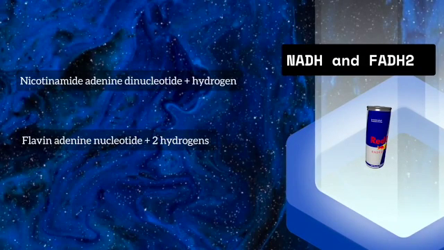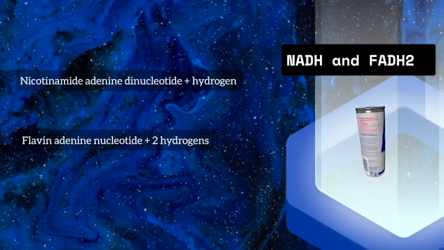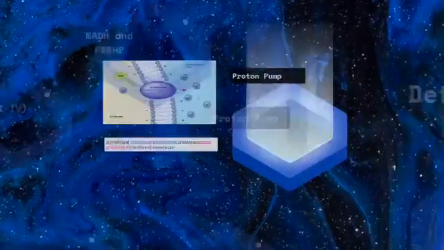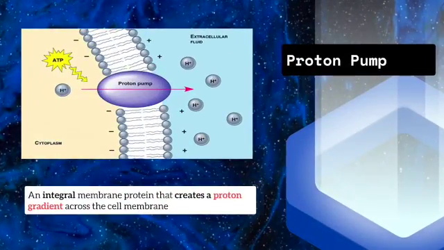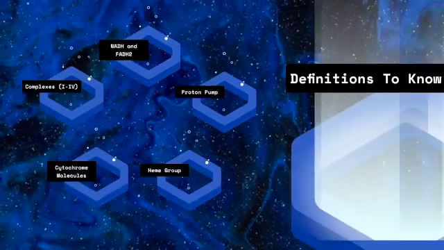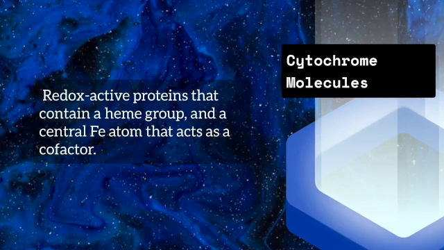NADH and FADH are two important molecules in the production of ATP in the electron transport chain. A proton pump is an integral membrane protein that creates a proton gradient across the cell membrane. Cytochrome molecules are redox-active proteins that contain a heme group, an essential iron atom that acts as a cofactor.